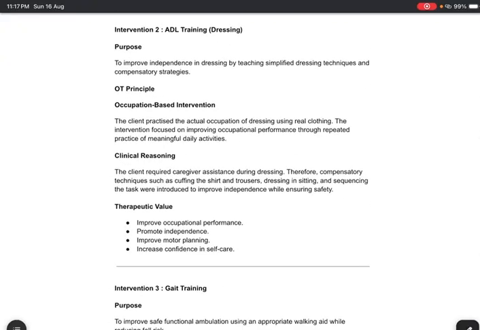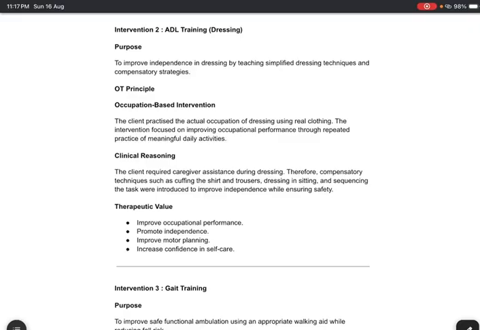My second intervention was ADL training for dressing. The purpose was to improve Mr. K's independence in dressing by teaching simplified dressing techniques and compensatory strategies. This is an occupation-based intervention because Mr. K practiced the actual occupation of dressing using real clothing.